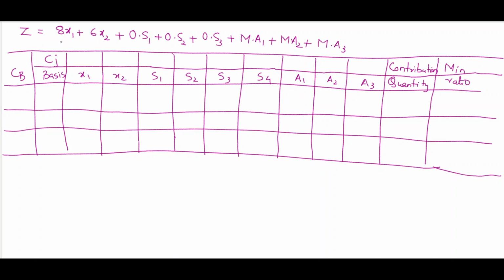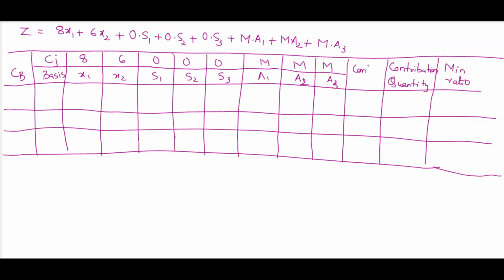What is the coefficient of x1 in the objective function z? It is 8. And here x2 coefficient is 6. Here 0, 0, 0, 0, and here M. Sorry, it is up to S3, so I made it, so it will be your A1, A2, A3. So we don't need this one. So it is your M.